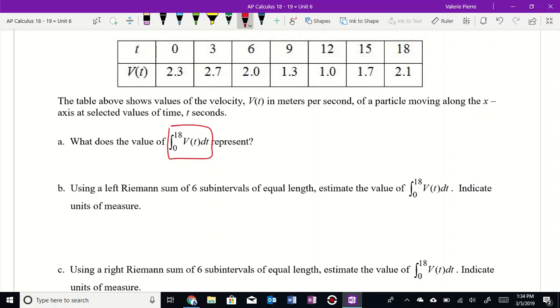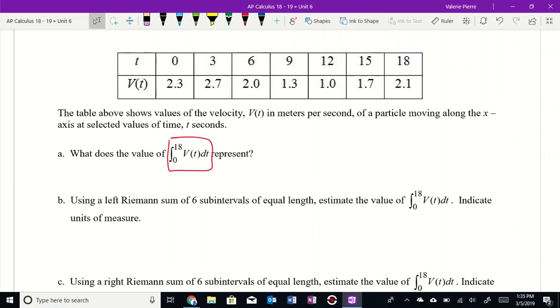Using a left Riemann sum of 6 subintervals of equal length, estimate the value of the definite integral from 0 to 18 of v of t dt and indicate units of measure. Okay, so the next few problems, B, C, D, and E, are all different Riemann sums that it's asking you to use on this table. I am not going to do every single one of these. I will do 2. I will do part B and part D, and then you are responsible for C and E. So for part B, we want to use the left Riemann sum on 6 subintervals of equal length. So if we look at my table, I want to go from 0 to 18.